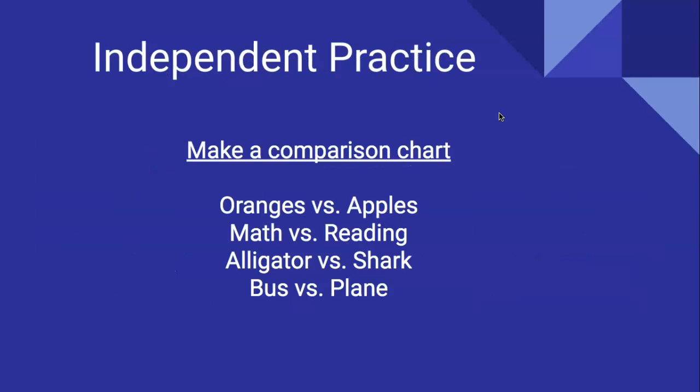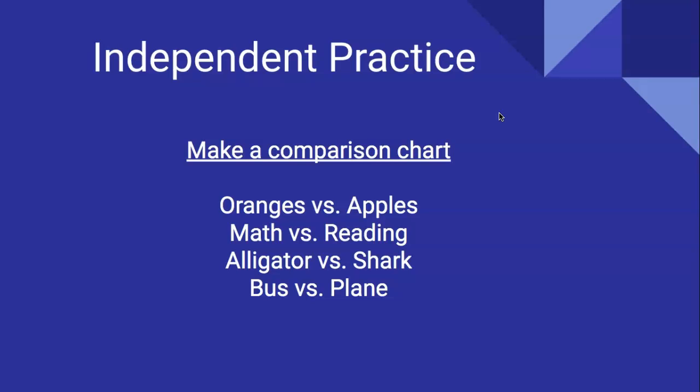So now what I would like you to do is something independently. I'd like you to make your own comparison chart. Okay, so on your whiteboards, I want you to make a comparison chart between at least 2 different things. Some things that I thought of are an orange and an apple, your math class versus your reading class. You could do another 2 animals like an alligator versus a shark. You could do bus versus plane, kind of whatever you want.